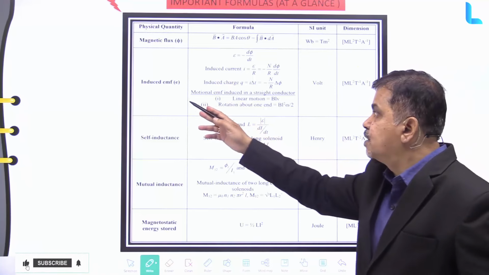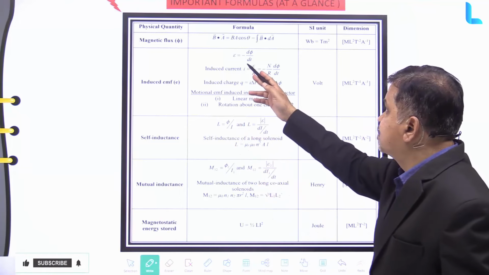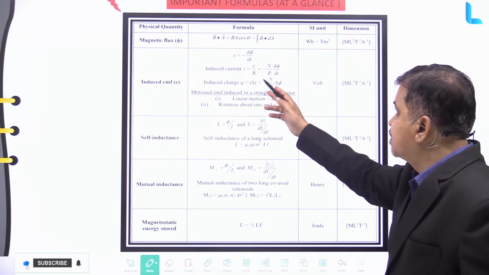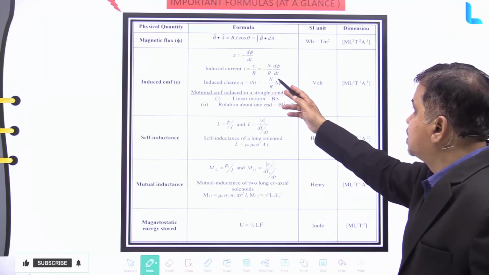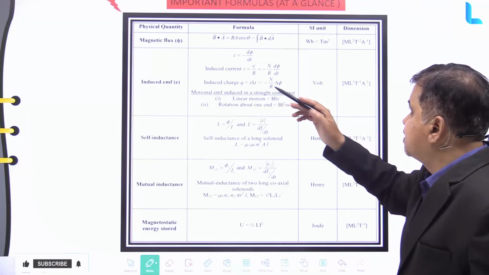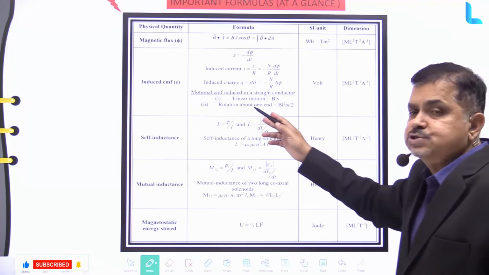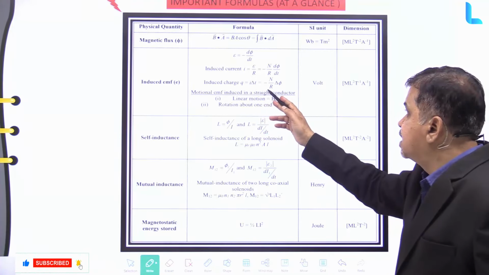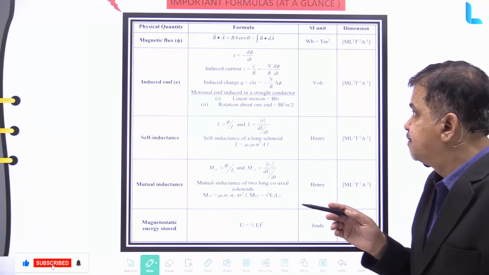For the physical quantity induced EMF, we have the formula epsilon equal to minus d phi by dt. The induced current I is given by epsilon divided by R, which is also equal to N divided by R into d phi by dt. The induced charge Q is given by induced current into delta t, which is also equal to minus N by R into delta phi.